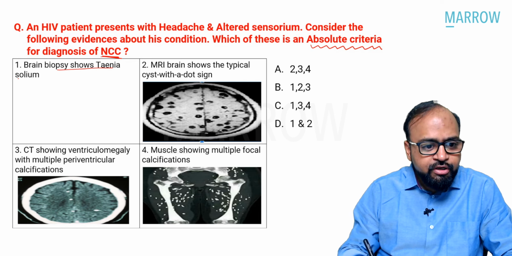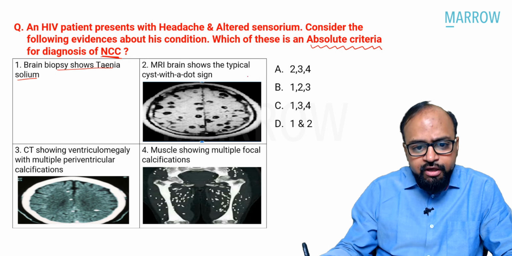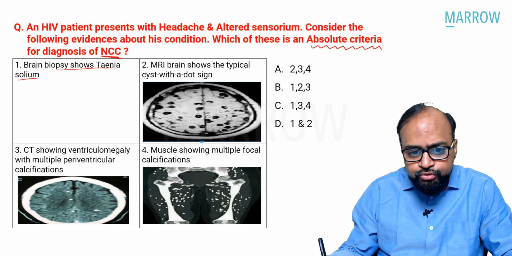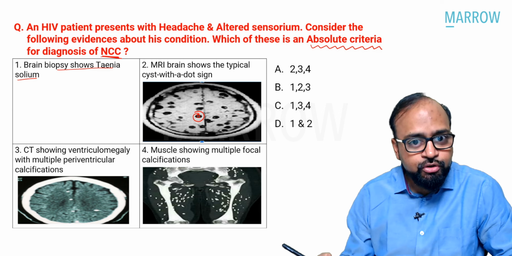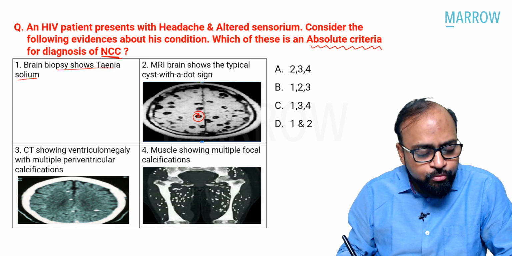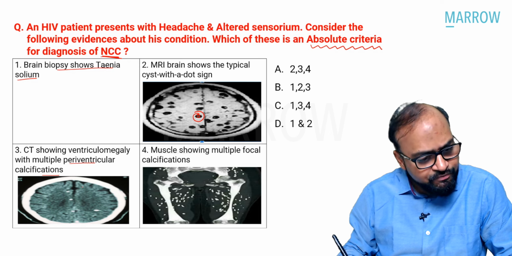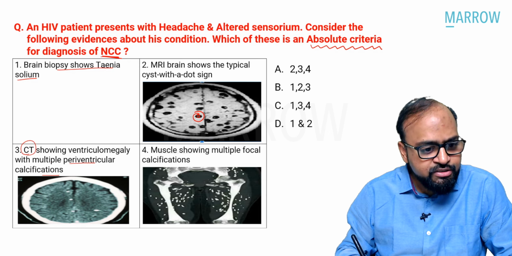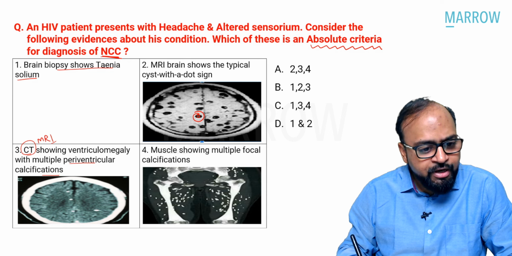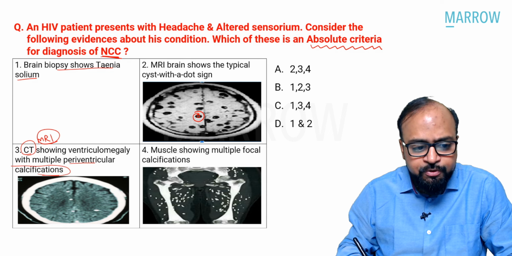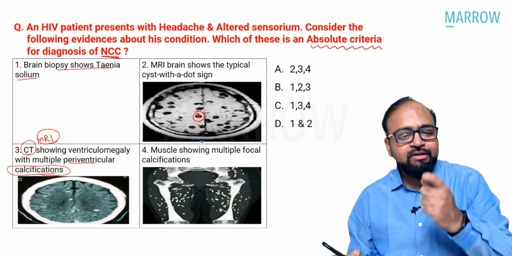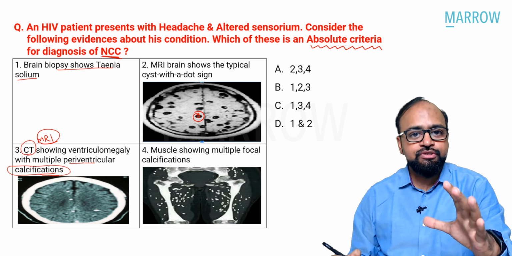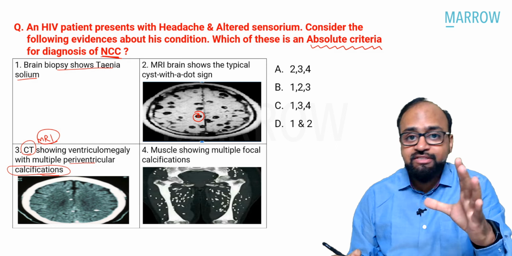Brain biopsy showing Taenia solium, the causative agent of NCC. MRI showing the cyst with a dot sign. So you see a cyst and you see a small dot within it. That dot is the scolex of the parasite. It is specific for neurocysticercosis. CT showing ventriculomegaly with multiple periventricular calcifications. Now, some students have said that instead of CT, it was an MRI, but I wonder how calcifications would appear on MRI, because calcifications would be seen better on a CT. Typical nodular tiny calcifications in neurocysticercosis are seen, giving rise to the starry sky kind of appearance.